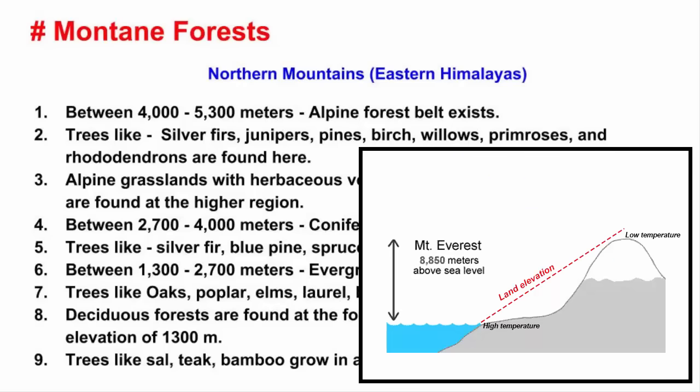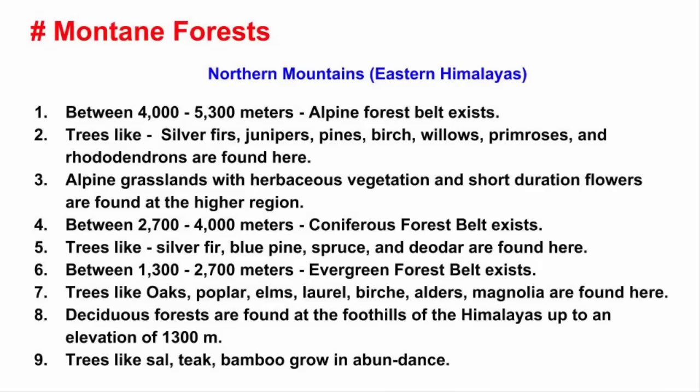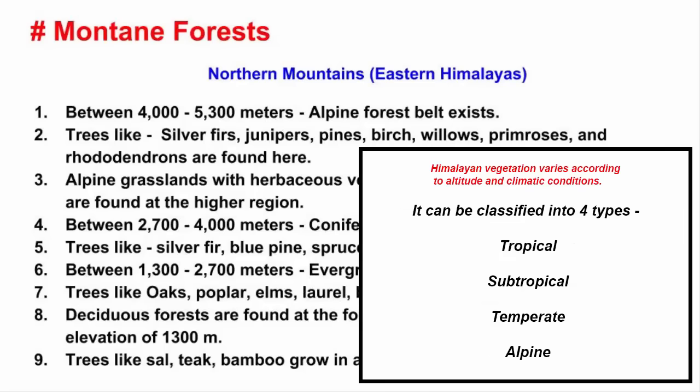And moments back we learned that as altitude increases, temperature decreases. That means as we go from the foothills of the Himalayas towards higher ranges, due to an increase in the elevation, temperature drops. And that has a direct effect on the natural vegetation. So Himalayan vegetation varies according to the altitude and climatic conditions. It can be classified into 4 types: tropical, subtropical, temperate and alpine.